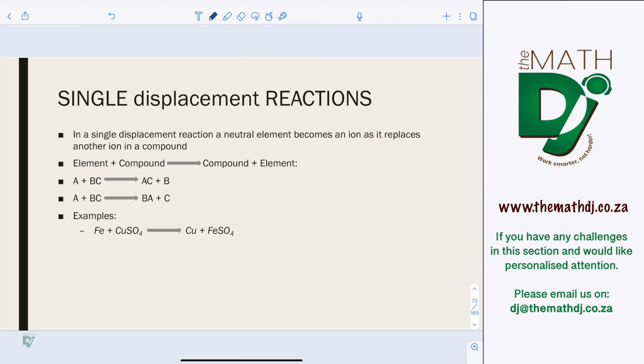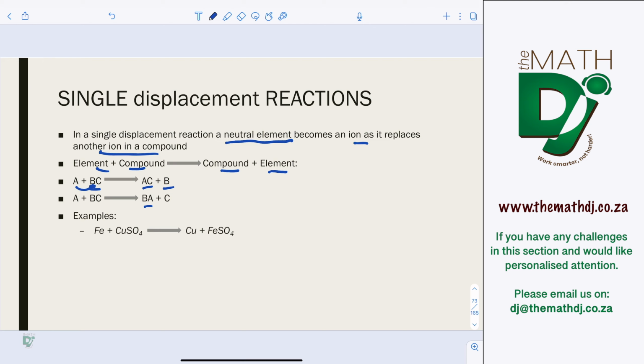Then single displacement reaction. In a single displacement reaction, a neutral element becomes an ion as it replaces another ion. So element plus compound forms compound plus element, and the other element is displaced. A plus BC forms AC, which means A displaced B, so it becomes AC plus B. Then A plus BC can also form AB plus C. So it depends on which substances are being reacted.